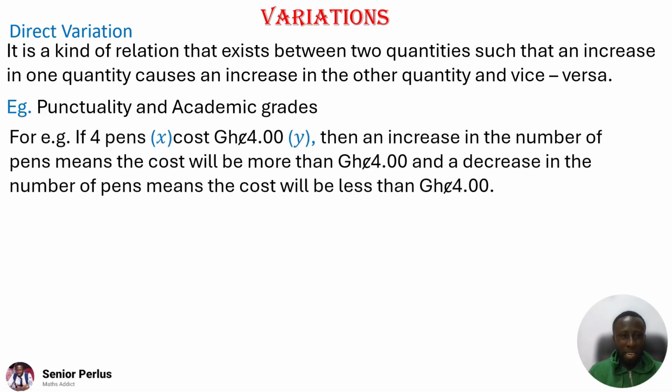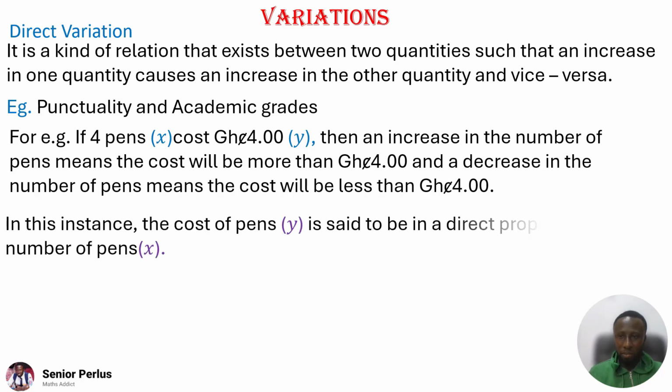So I have an example here. If 4 pens cost 4 Ghana cedis, then an increase in the number of pens means that the cost will be more than the 4 Ghana cedis. So if 4 pens cost 4 Ghana cedis and there's an increase in pens, the money will be more. But if the number of pens decreases, the cost will be less. So this is a typical example. So we let s be the pens and y the cost.